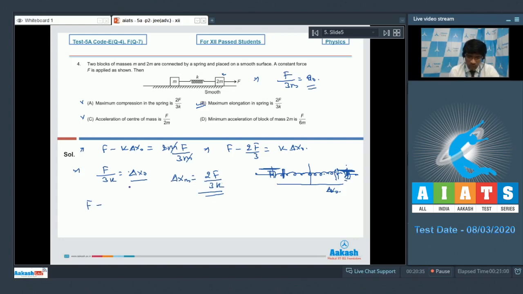So the force in backward direction, 2F divided by 3, must be equal to 2m into A dash, or A dash is F divided by 6m. That is the answer for the minimum acceleration. Option D is actually the correct answer. So finally, for question number 4, we are getting options B and D as the correct answer. Now let's proceed to question number 5.